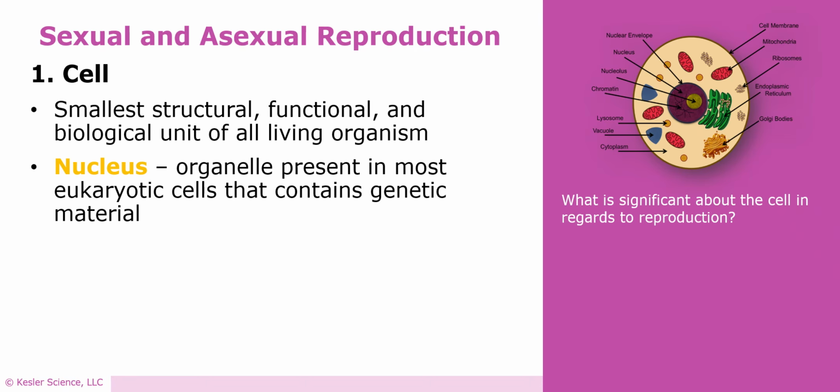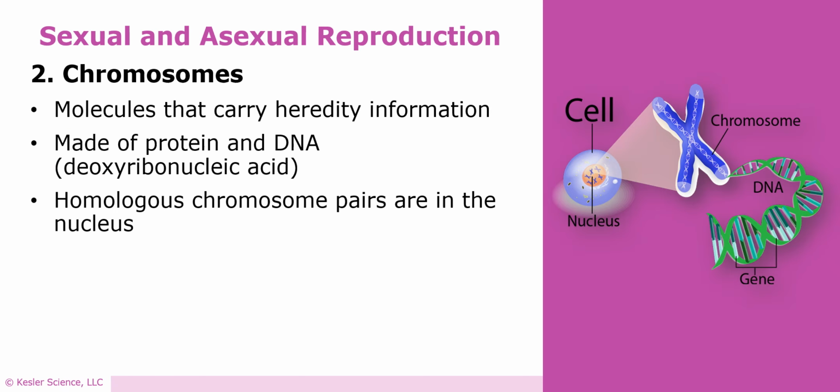All organisms are made up of cells. This is the smallest biological unit of any organism, and cells contain a nucleus. This is an organelle that has the genetic material in eukaryotic cells. The nucleus contains chromosomes. These molecules carry hereditary information. The chromosomes are made of proteins and DNA, also known as deoxyribonucleic acid.